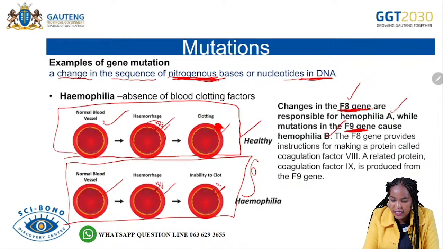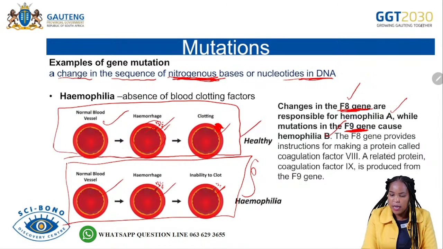So the F8 gene provides the instructions for making a protein called coagulation factor. Remember, we said these people cannot clot. So the F8 gene is the one that carries the instructions that make a protein called a coagulation factor. So if there's a change in the F8 gene, obviously now this person will not be able to clot.